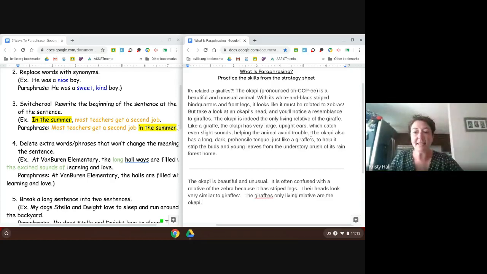All right, this next sentence has a lot of information. So we might have to collaborate a little bit. Like a giraffe, the okapi has very large, upright ears, which catch even slight sounds, helping the animal avoid trouble. So I'm noticing a few different strategies we could use here. We could do a switcheroo. We could delete extra words. We could break this really long sentence into smaller sentences. There are a few different things you could try.